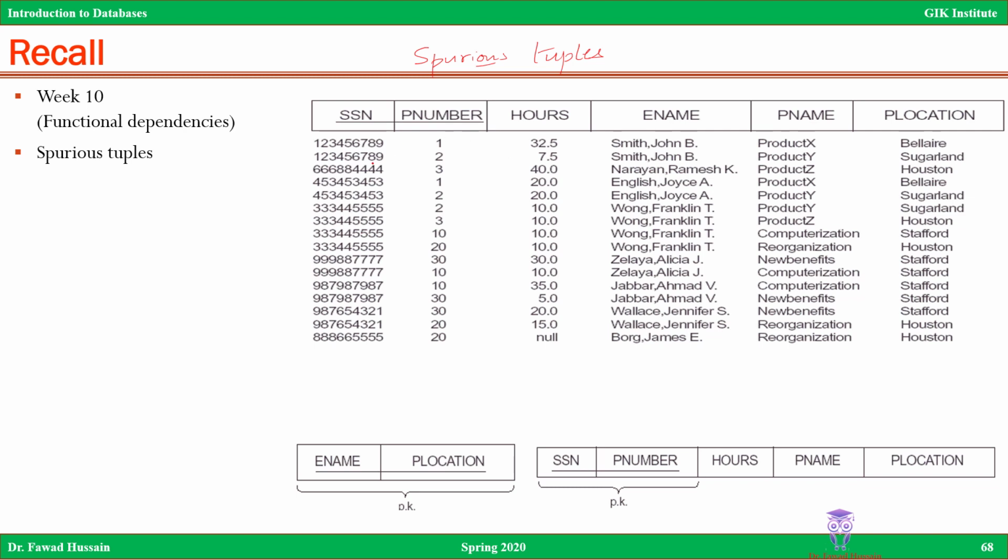When we were talking about the spurious tuples, we said that we had this table. So this was basically an employee and project and location table. This is the social security number of the employee. This is the project number, the hours that employee worked on this project, the name of the employee, the name of the project or the product, and the location of that project or product. So this is a table.